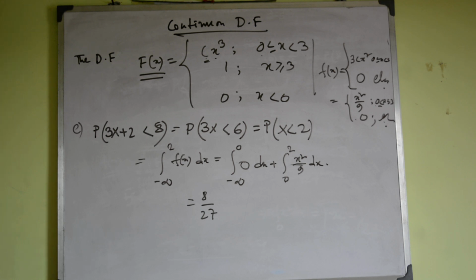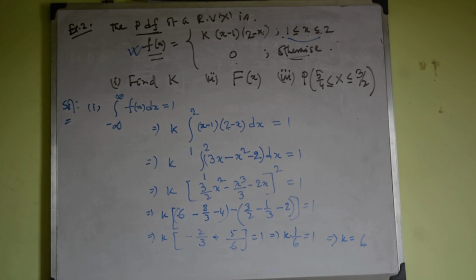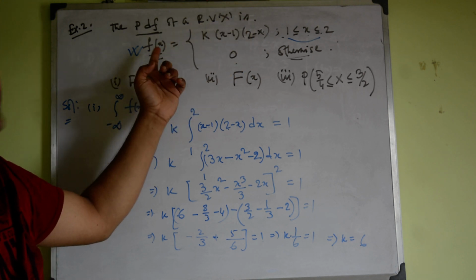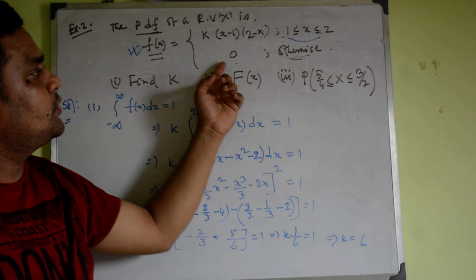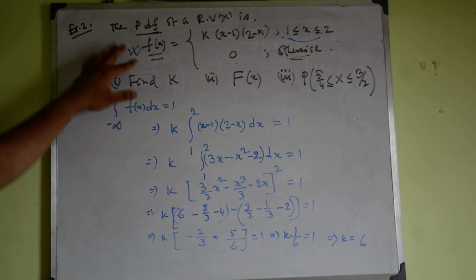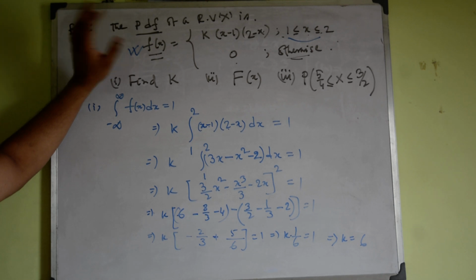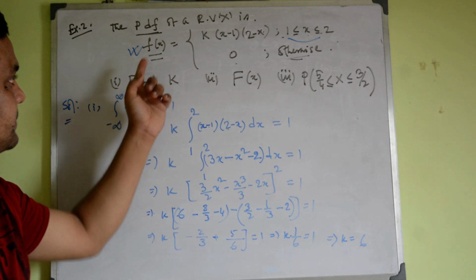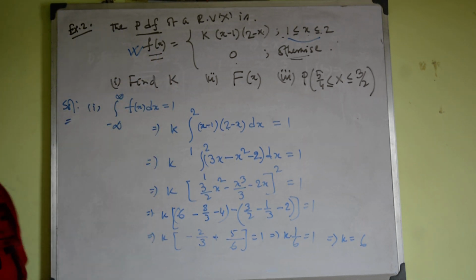Clear? So in our next problem, the probability density function of a random variable capital X is f(x) equal to k into (x minus 1)(2 minus x), where x is between 1 to 2 and otherwise 0. So first find k. Here it's clear that density function is given, not distribution function. If distribution function is given, then we need to first convert it into density function.